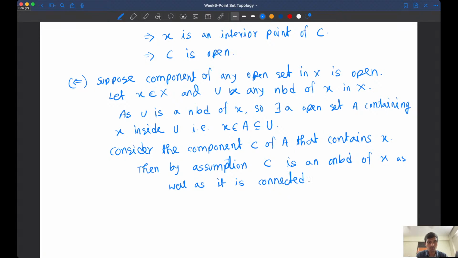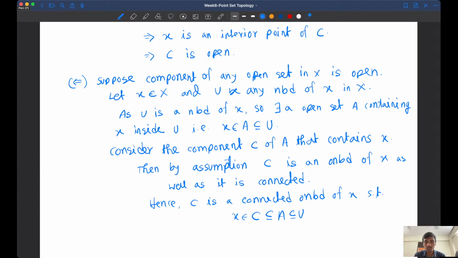hence we have C, a connected open neighborhood of X such that X belongs to C and C is contained inside A, because I took that to be a component of A, and A is contained inside U, so hence X belongs to C contained in U. So any neighborhood of an arbitrary point X contains a connected open neighborhood inside that neighborhood, right? So this implies X is locally connected.